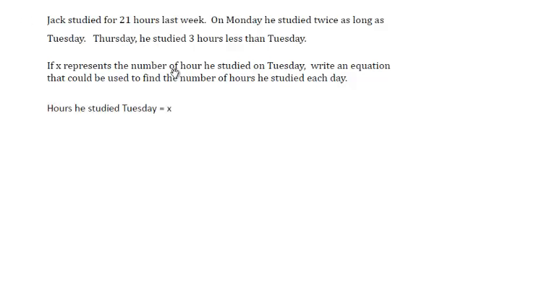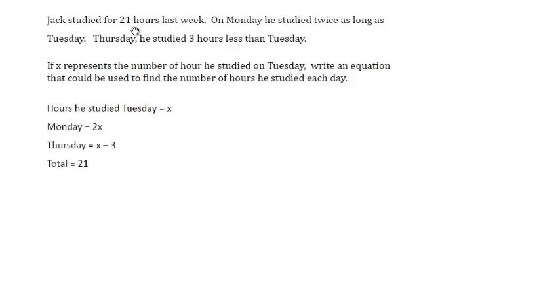And I'll go ahead and solve that equation just to give you some practice with solving the equation. If X represents the number of hours he studied on Tuesday, so X is going to be the number of hours on Tuesday. Next, we know on Monday he studied twice as long. So Monday has to be twice Tuesday, or 2X. Thursday he studied 3 hours less than Tuesday. Tuesday is X, 3 hours less is x minus 3.